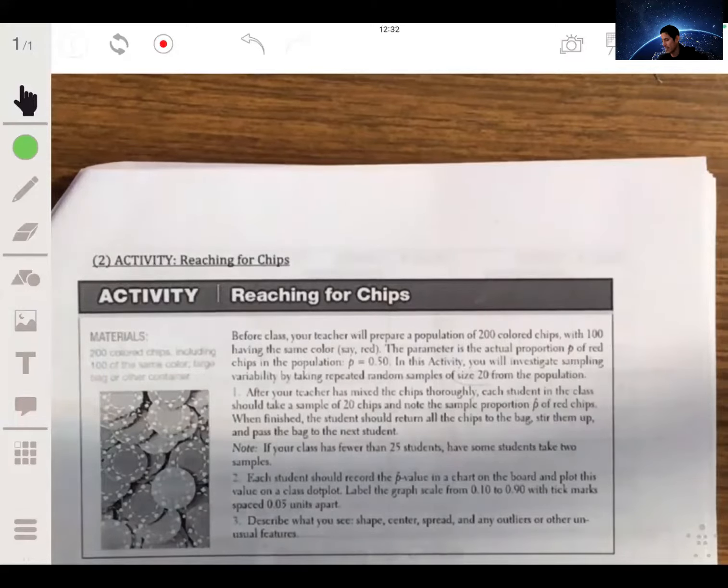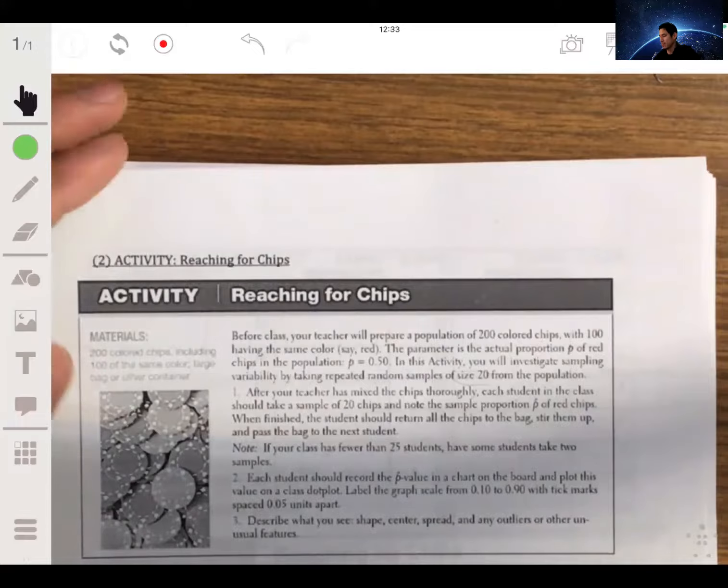So the idea is that I'll do this multiple times with groups of students. I try to do at least 25, 30, and then we try to see what actually happens. Like, what proportion are the students getting? How does this actually work? Are we actually going to get values close to 0.5, or are they going to be all over the place? The last time I did this, I think I did it with about 35 students.